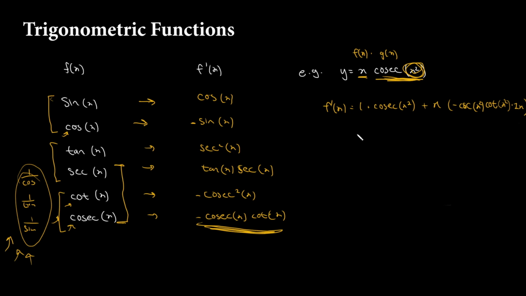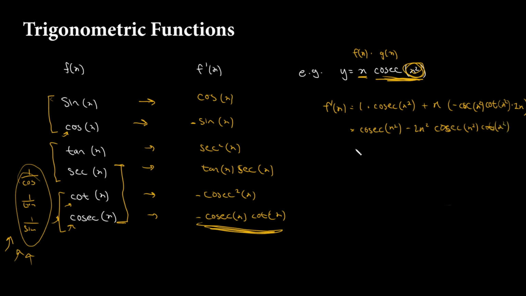So if we simplify a little bit, we'll get cosecant x squared minus 2x squared, because the 2x comes out, and then we multiply cosecant x squared times cotangent x squared.